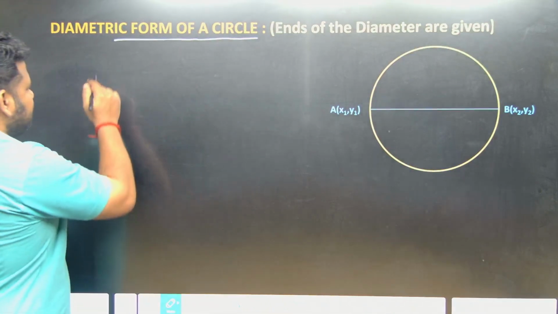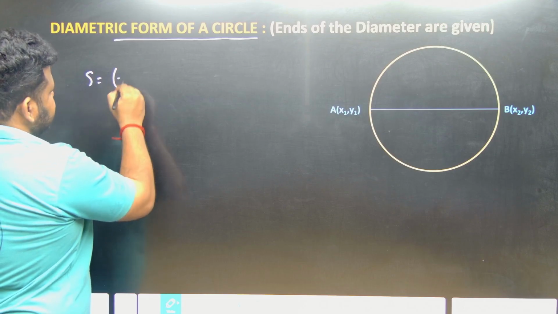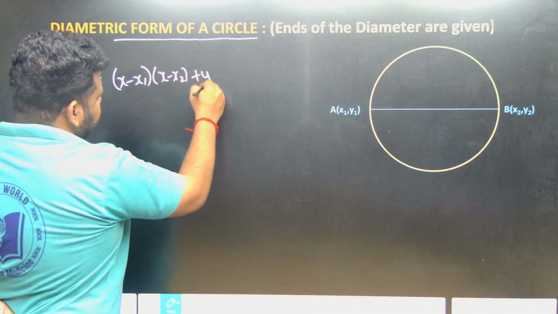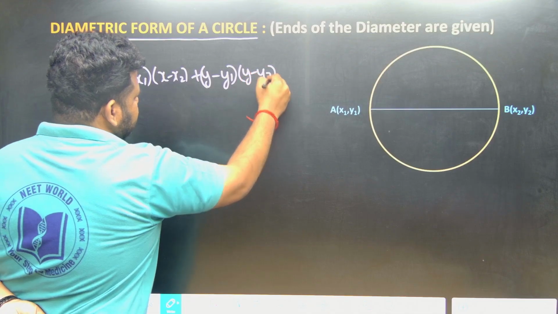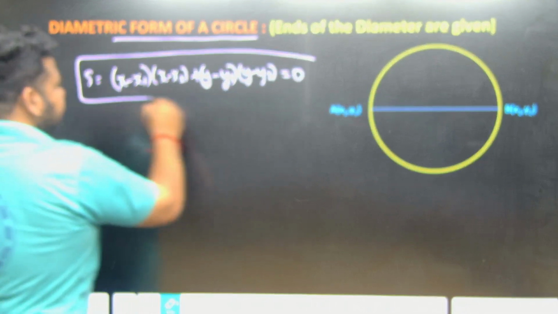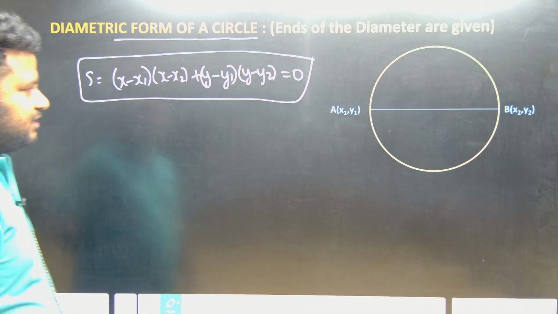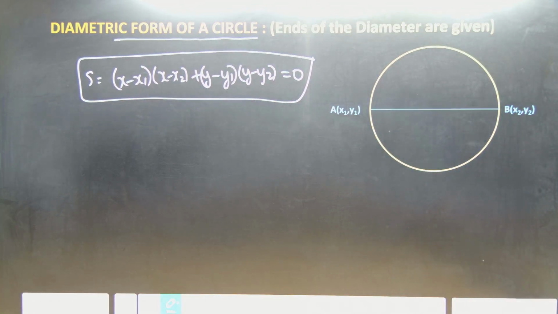The diametric form of a circle is given by S is equal to (x minus x1) into (x minus x2) plus (y minus y1) into (y minus y2) is equal to 0. This is the diametric equation of the circle, used when they have given the ends of the diameter.